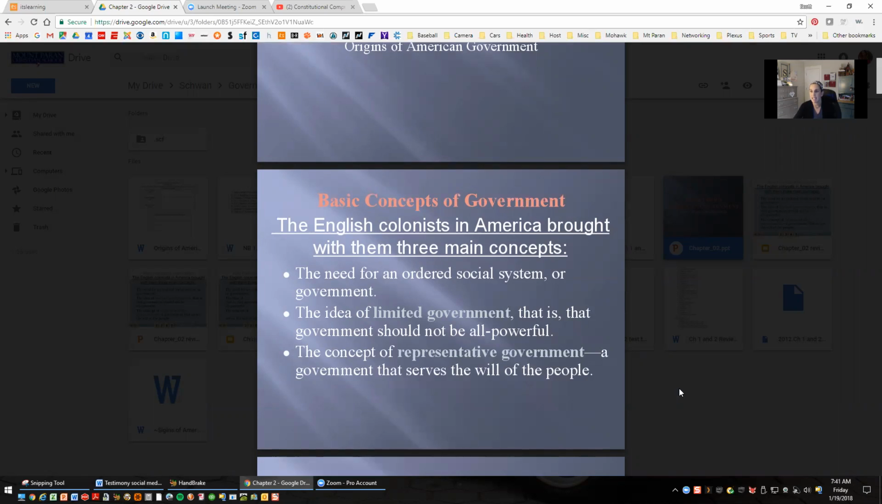So there existed this idea, this need for an ordered social system, and that's what we call a government. We've talked in previous class periods about what those characteristics of a government are, not necessarily a democracy, but that there's people, there's land, there's not always popular sovereignty. That's where people ordain the government, but that there exists land and some structure and a people. This idea of limited government that we have in the United States means that the government shouldn't be all powerful. That's when you get into a dictatorship, an autocracy, an oligarchy. And so we have what's called a representative government that serves the will of the people. We give the government the permission to make decisions on our behalf.